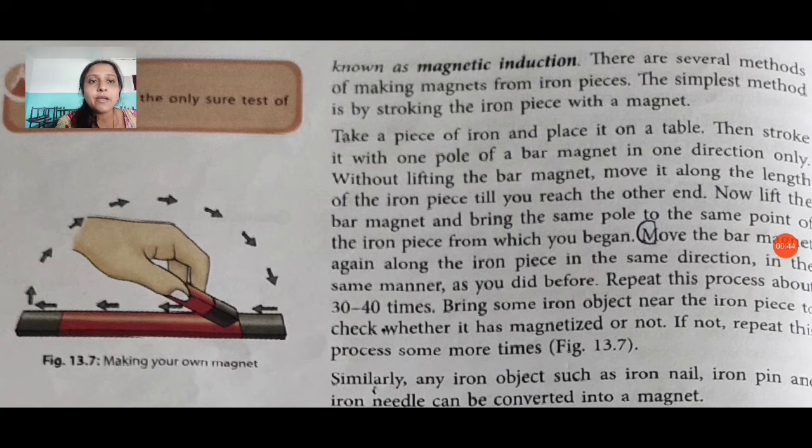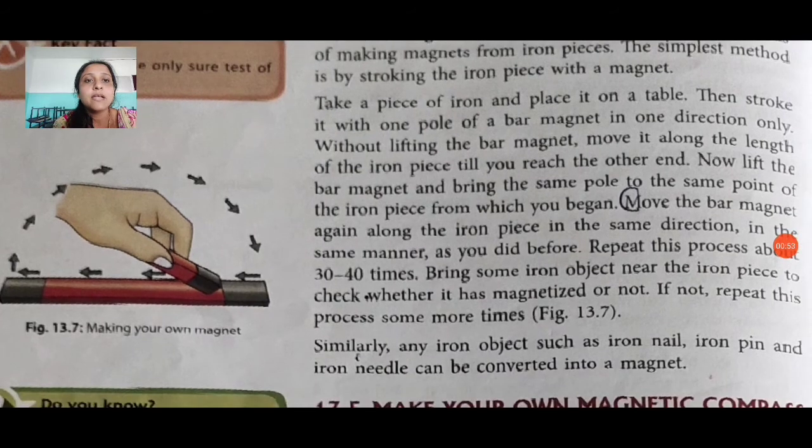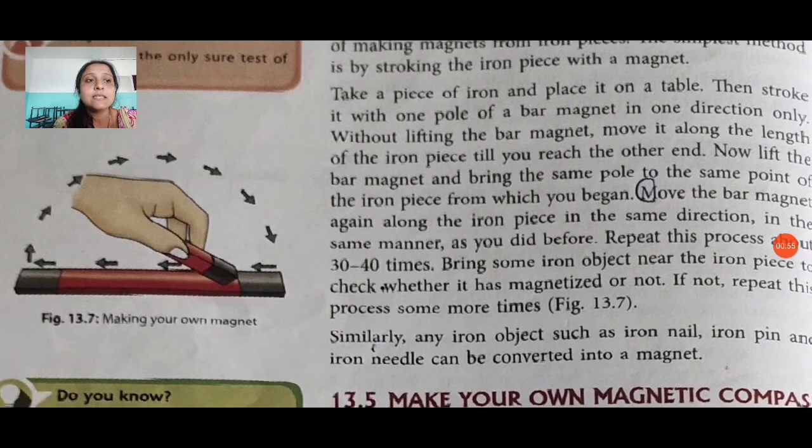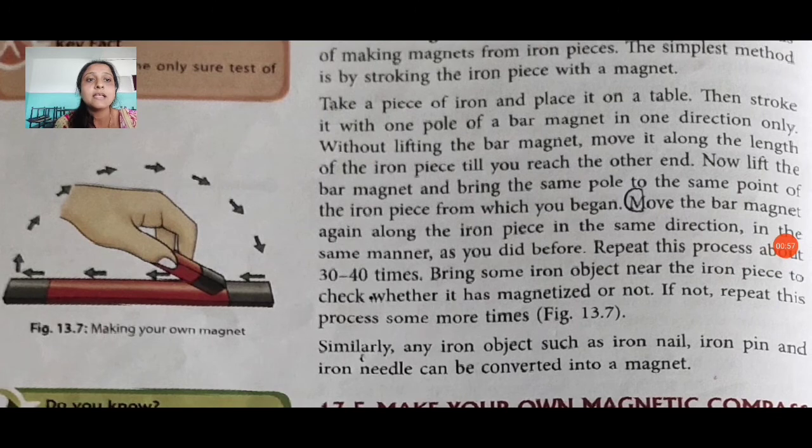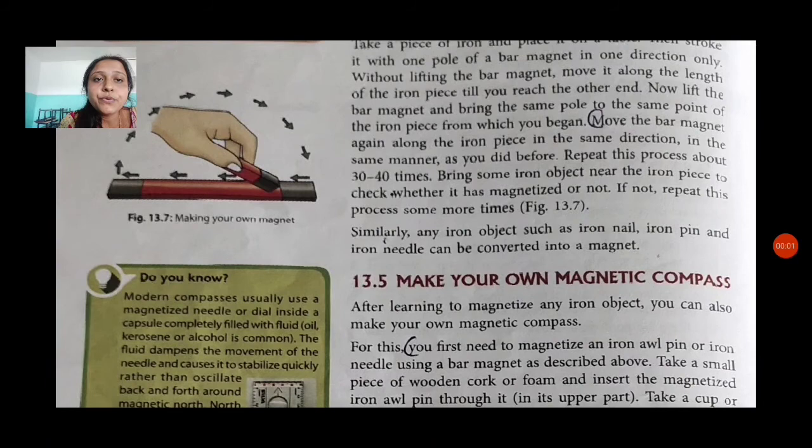Then lift the bar magnet and bring the same pole to the same point of the iron piece from which you began. Move the bar magnet again along the iron piece in the same direction, in the same manner as you did before. Repeat this process about 30 to 40 times.